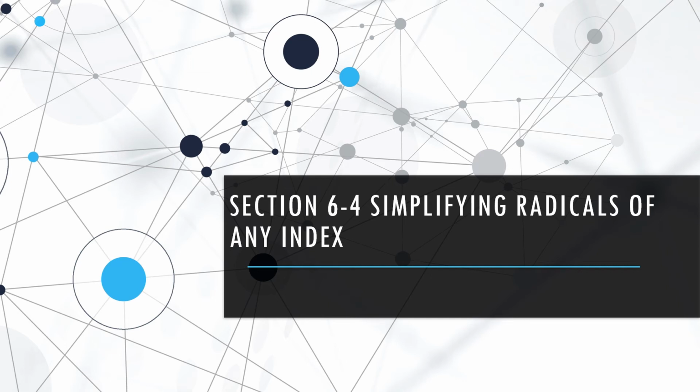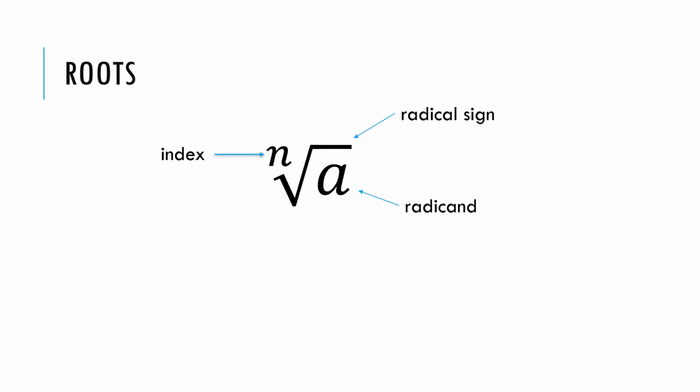All right, so we're going to be simplifying radicals with any index. So this is a radical. You have your radical sign here. You have the radicand, which is the value inside the radical sign, and then you have the index. This is often a square root, so you see no value here. It's an invisible 2 often. If you have a cube root, you'd see a 3, or a fourth root, you'd see a 4, where n is.